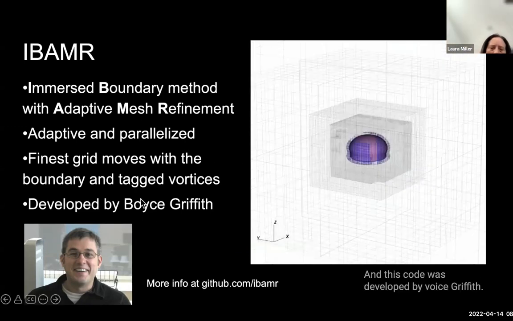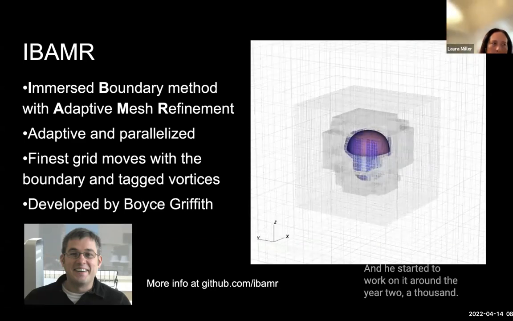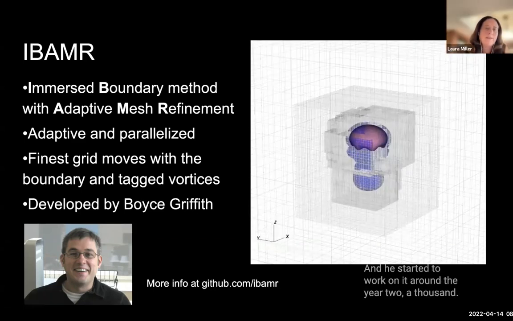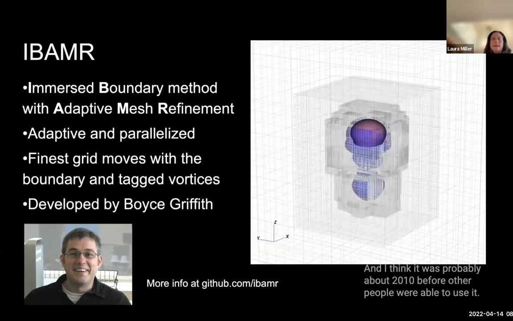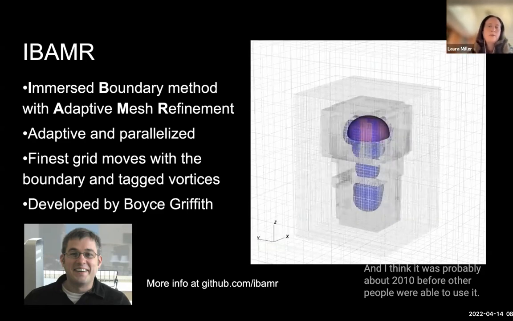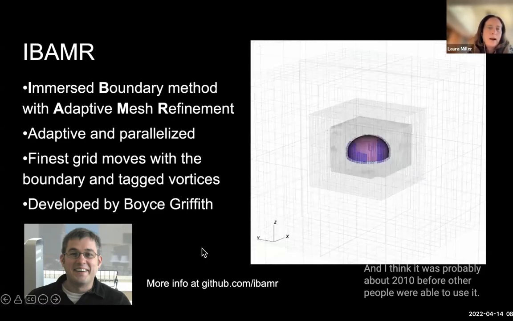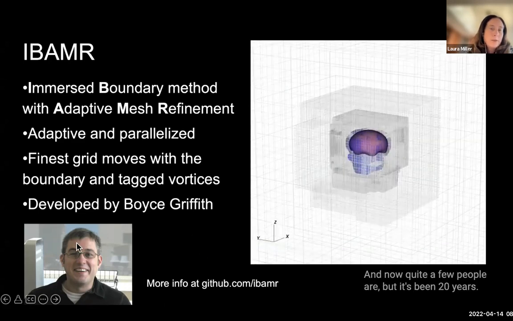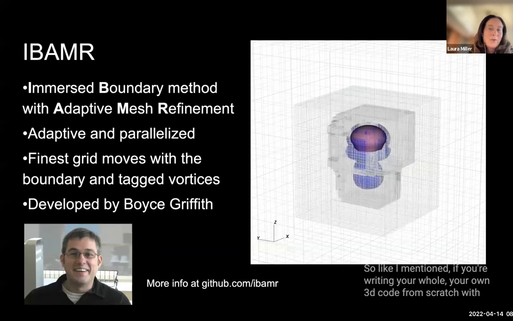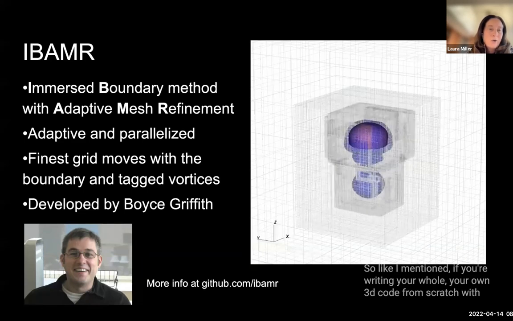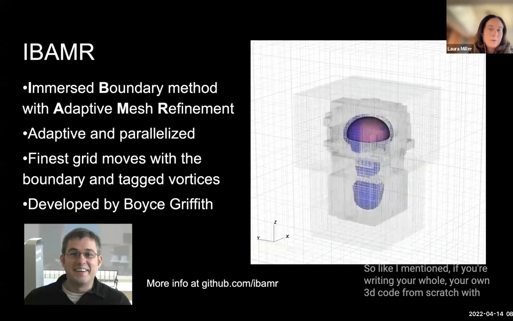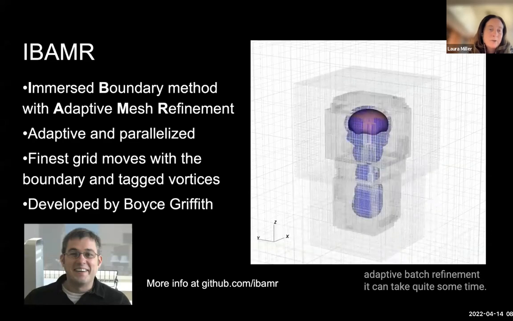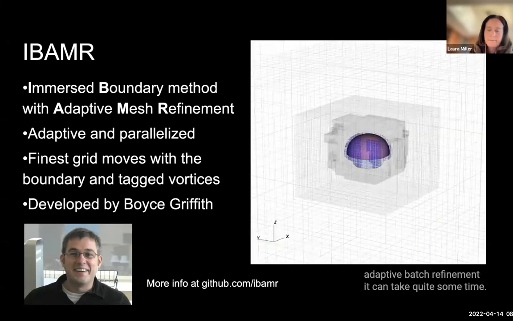And this code was developed by Boyce Griffith, and he started to work on it around the year 2000. I think it was probably about 2010 before other people were able to use it. And now quite a few people are, but it's been 20 years. So like I mentioned, if you're writing your own 3D code from scratch with adaptive mesh refinement, it can take quite some time.